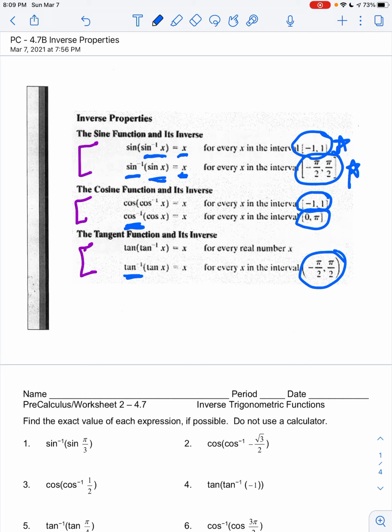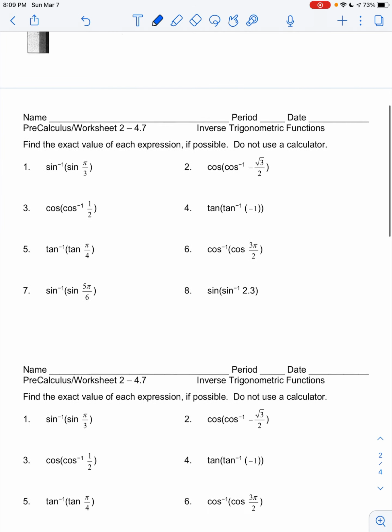It's going to be much simpler when you actually see some problems. So these are key values. We'll look out for them as we do problems. Let's take a look at some problems to help this make sense.